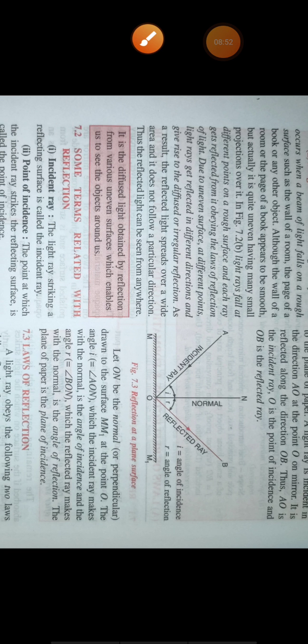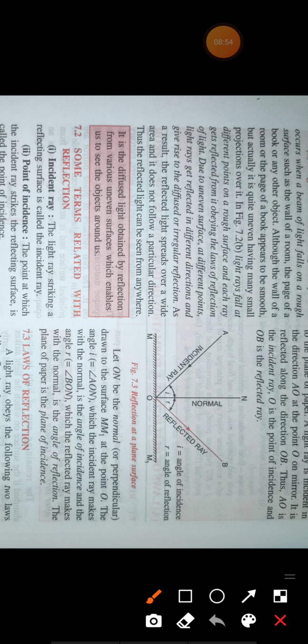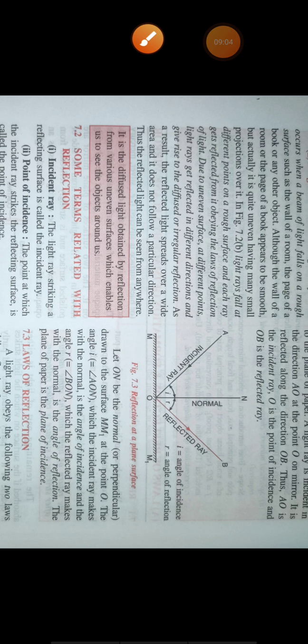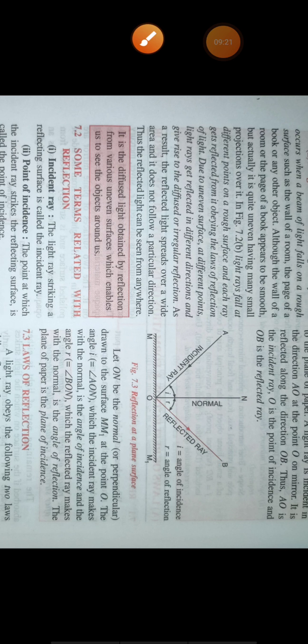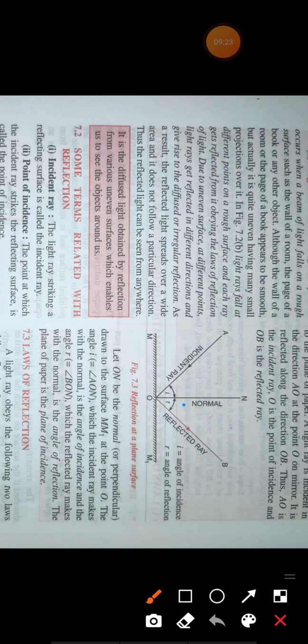Now what is incident angle? Incident angle means the angle between the incident ray and the normal line. AO is the incident ray and NO is your normal line, so the angle between your incident ray and normal line, I, is your incident angle. What is reflected angle? Reflected angle means the angle between the reflected ray and the normal line. OB is your reflected ray and NO is your normal line, so the angle between OB and NO is called your reflected angle R. Correct?